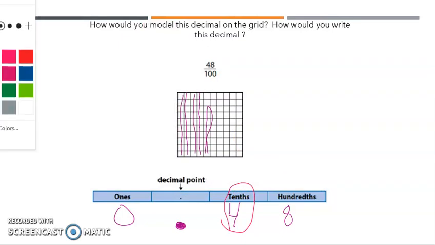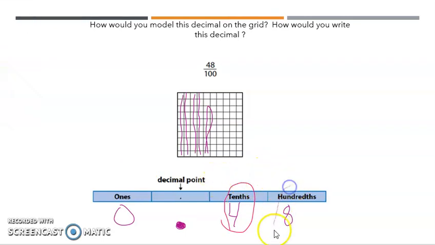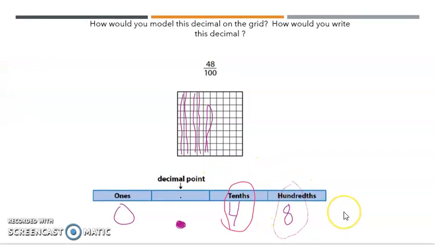Now let's look at the hundredths place value. Okay, what do I have there? I have an 8. Those are these 8. 1, 2, 3, 4, 5, 6, 7, 8. 8 hundredths. So you put them together.